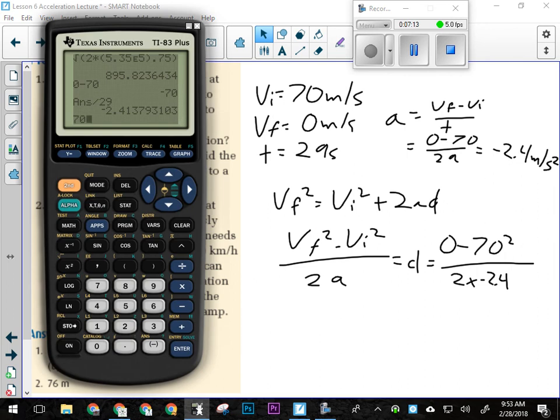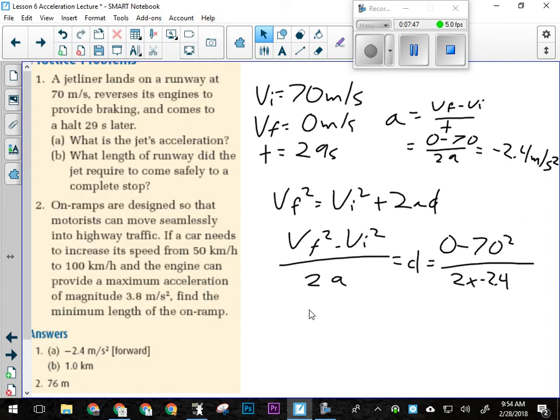So, sorry, I have to put the whole thing in: 0 minus 70 squared divided by 2 times negative 2.4. All right, so it's going to need roughly a kilometer of runway, 1,020 meters. Questions on number one? Keep trying on number two there.